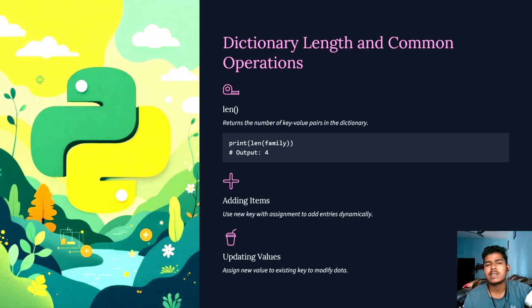Dictionary length and common operations. Length returns the number of key value pairs in the dictionary. Like we use brother is equal to Anupam, sister is equal to Muskan, brother 2 is equal to Mayank, and fourth one is sister 2 is equal to Mehak. So the number of key value pairs is 4. Okay. And second one is adding items. Use a new key with assignment to add entries dynamically. And third one is updating values. Assign a new value to an existing key to modify data. Okay. Because dictionary is mutable, we can change and update it.